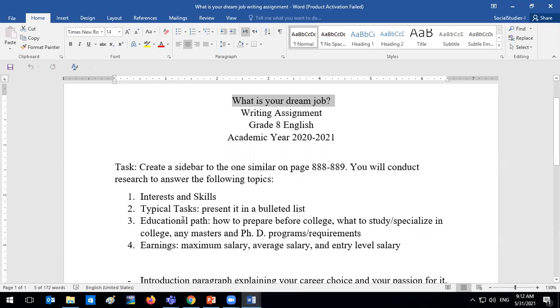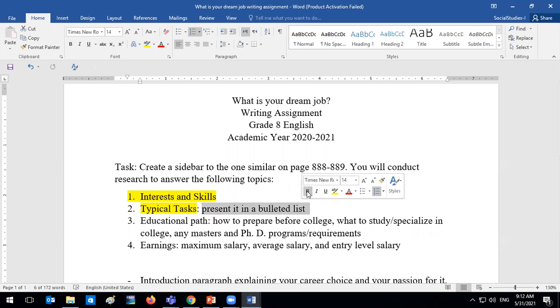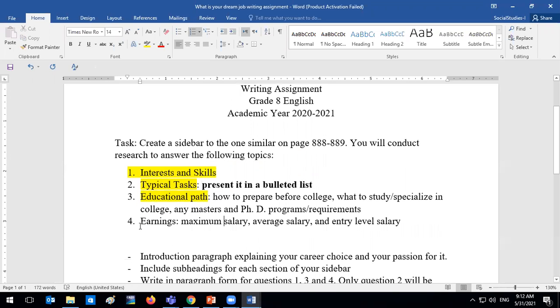And these are your subheadings. The first subheading is interest and skills. The second subheading is typical tasks. And remember, the typical tasks are going to be presented in a bulleted list. You're going to have to give me the educational path for your career, and you're going to tell me the earnings. In the earnings, you're going to mention the maximum salary, the average salary, and the entry level salary. In the educational path, how could you prepare for it before college?